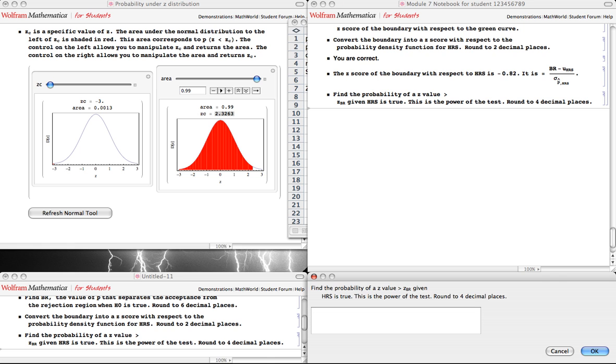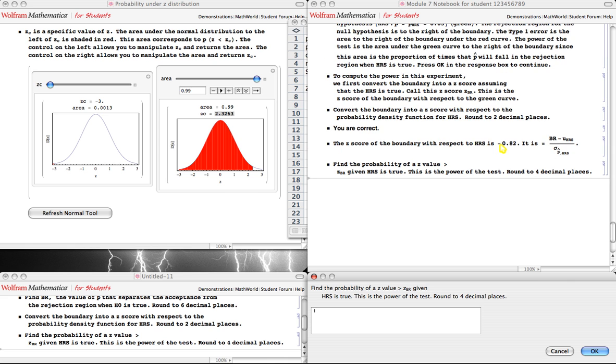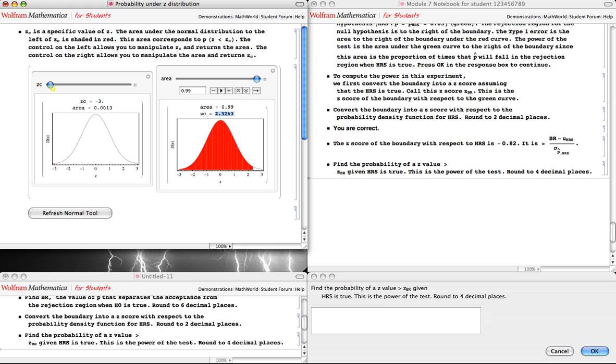Okay. Find the probability of a z value that is greater than the z value corresponding to that critical value, assuming that the research hypothesis is true, and this is obviously the power of the test. So the z value that we entered was minus 0.82. The probability of getting that z value or greater, you can find that here.